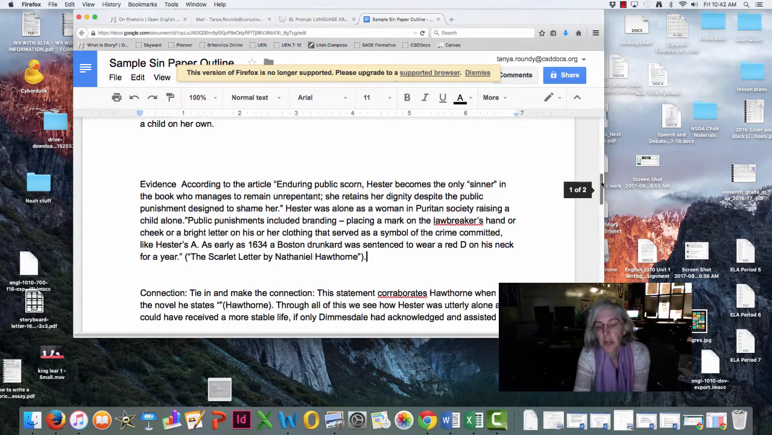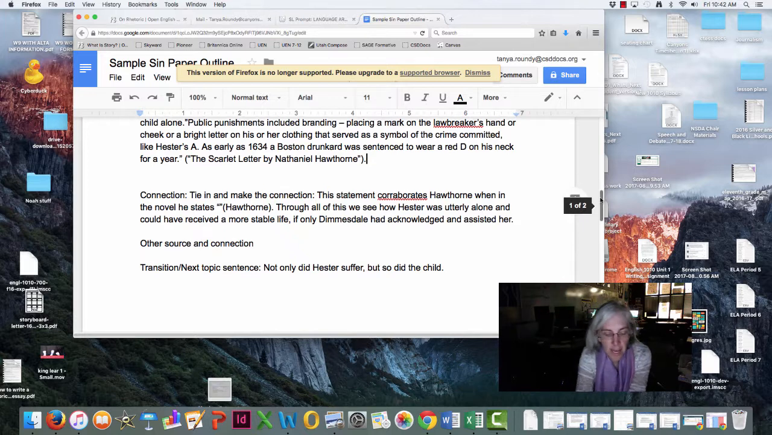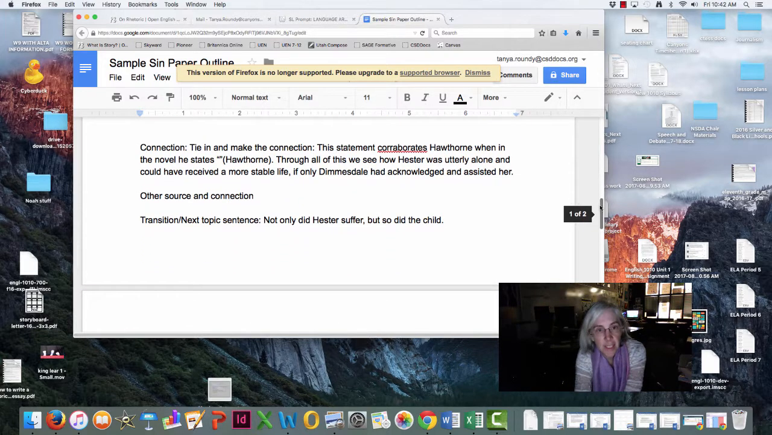I could talk about her being in the jail alone, her being sick, her standing on the scaffold and fainting, whatever it might be. I use that example, and then I cite that source, which is the last name of the author, Hawthorne. Through all of this, we see how Hester was utterly alone and could have received a more stable life and repented of her sin fully if only Dimmesdale had acknowledged and assisted her.